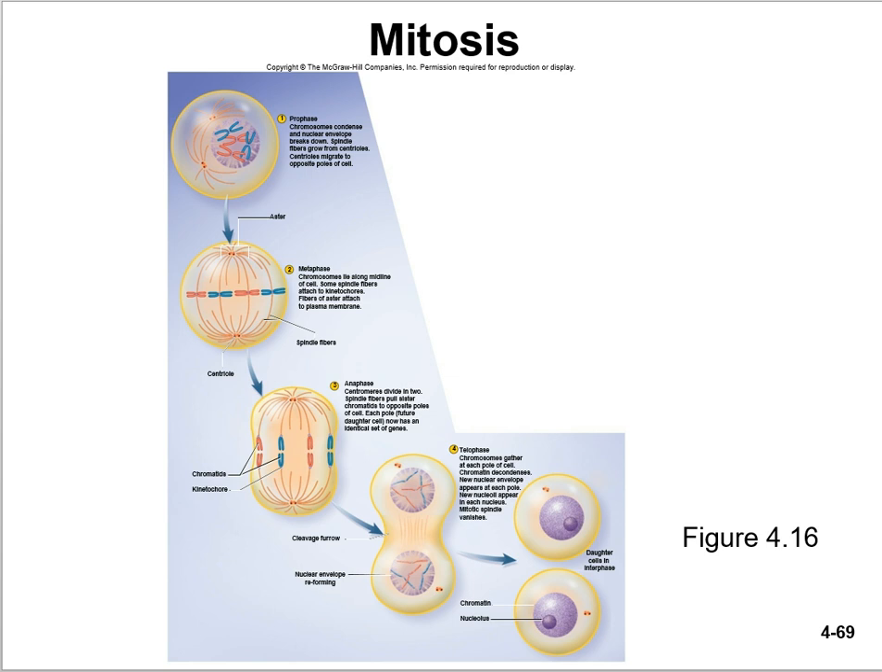Telophase, the nuclear envelope begins to form again, and because the nucleus has now divided, cytokinesis begins to happen as well. And our chromosomes will start to decondense back to chromatin again.